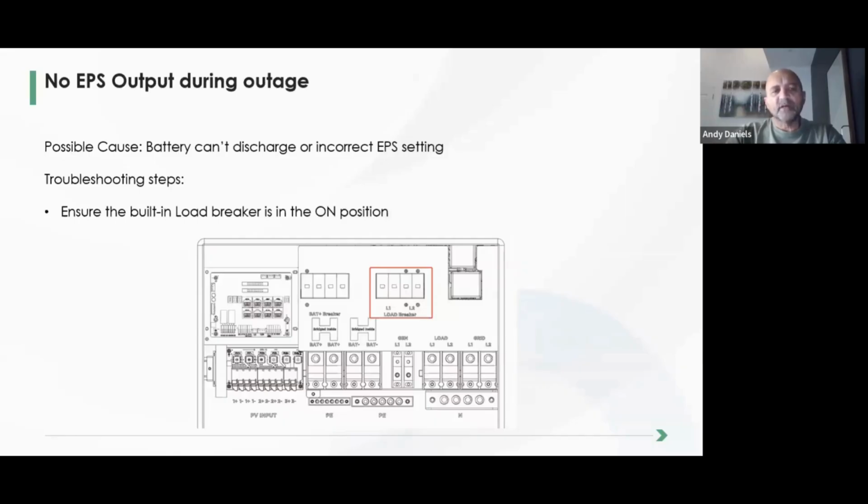So the possible causes are the battery can't discharge, or it's an incorrect EPS setting. But let's go to the first part of that sentence. Sometimes you have the battery connected, but you haven't chosen the right battery manufacturer. In other words, there's no battery communication. Even though the machine powers on with battery, it will not engage the EPS relay simply because it's a fault in the chain that you haven't rectified.